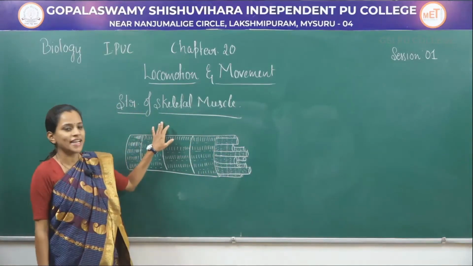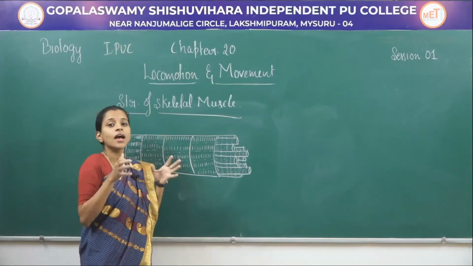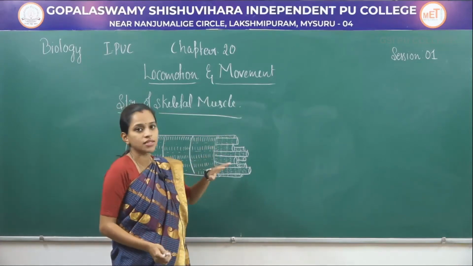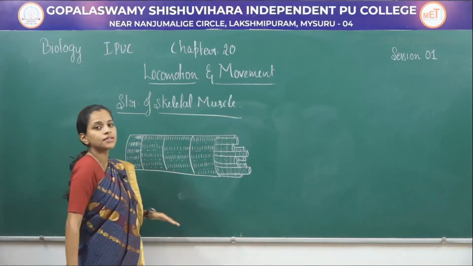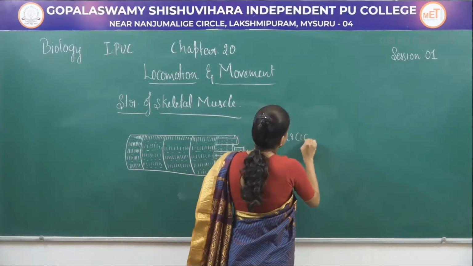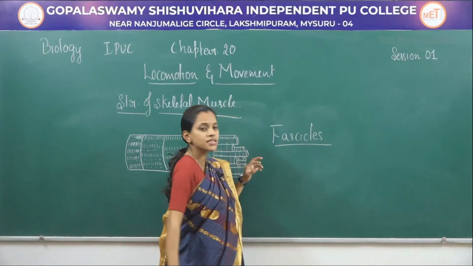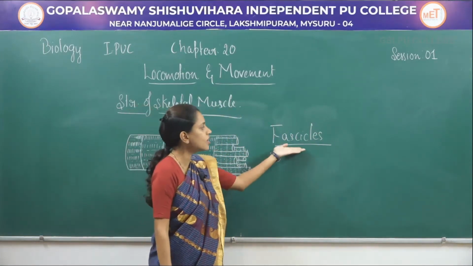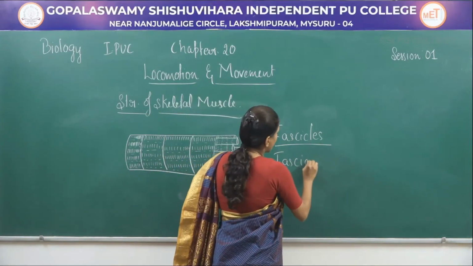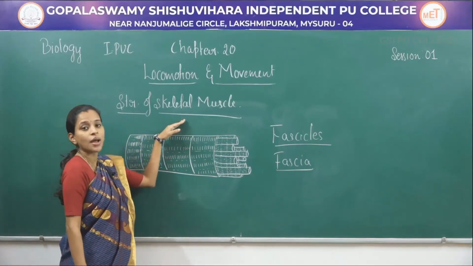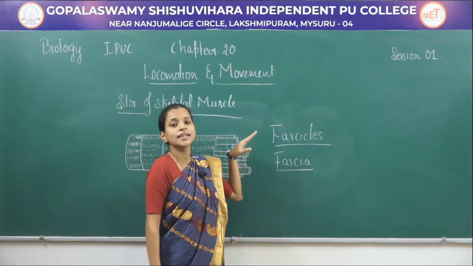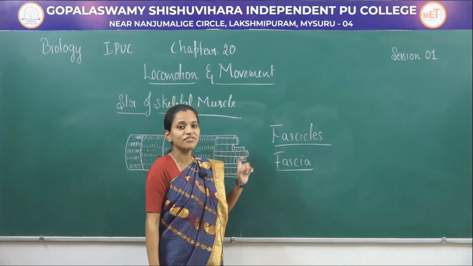Skeletal muscles normally have a large number of muscle bundles. If you consider this is a skeletal muscle, it is made up of multiple muscle bundles. These muscle bundles are called fascicles. Skeletal muscles are made up of a large number of muscle bundles called fascicles, which are held together by a connective tissue called fascia.